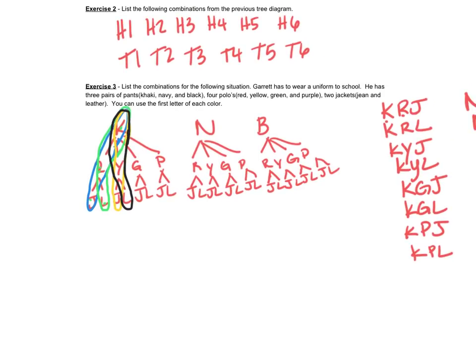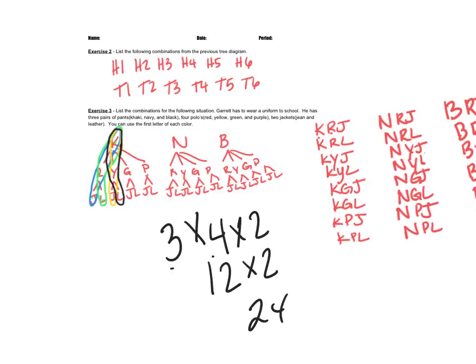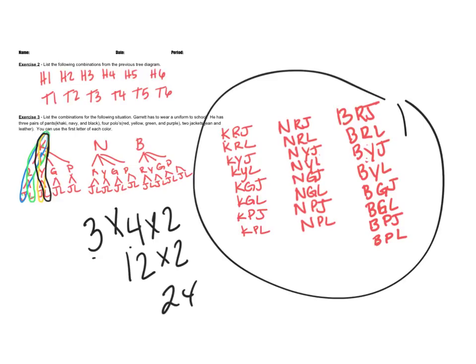So I'm going to tell you how we should find the combinations. We should know that there are 3 pairs of pants, right? Yeah. 3 pairs of pants. And then there are 4 colors of shirts and 2 jackets, right? Okay, so 3 times 4 is 12. 12 times 2 is 24. So I should have 24 options listed here. And if I don't, I did something wrong. Because it's 3 options times the shirt options times the jacket options. So he has 24 different outfits.